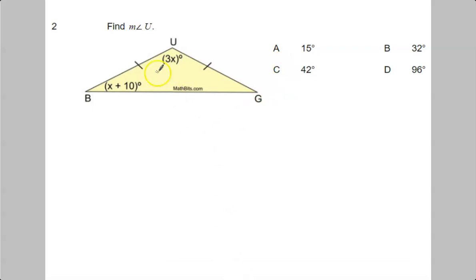So this one does have some markings. We've got these tick marks right here. So you should know these markings, and you should know that the tick marks mean that this side is equal to this side. These are equal sides to each other. If we have equal sides, then their opposite angles are also equal. And I can draw a little marking here to represent that this angle is equal to this angle. So if this side is x plus 10, that means this side is also x plus 10.